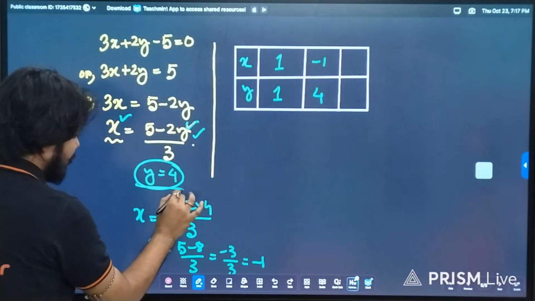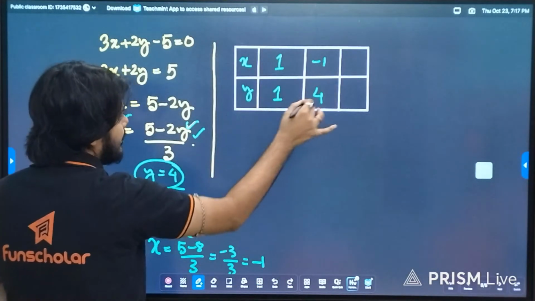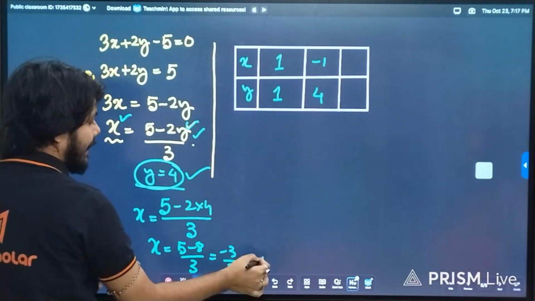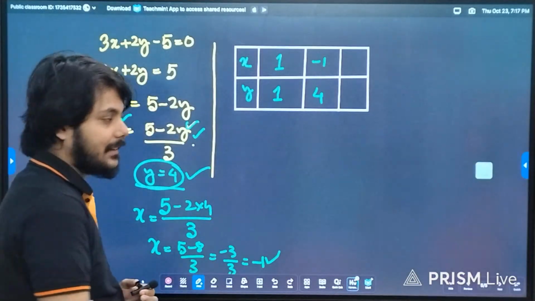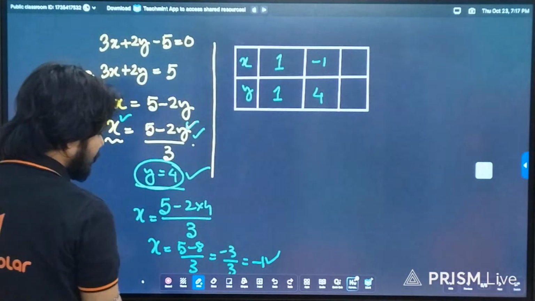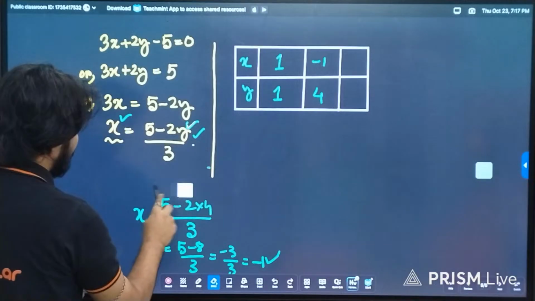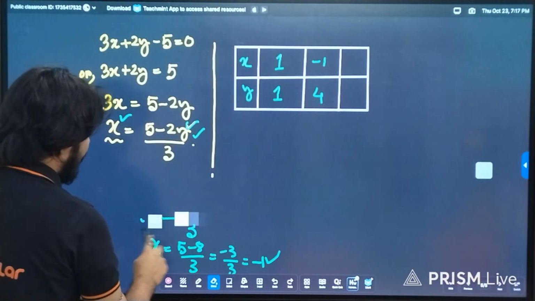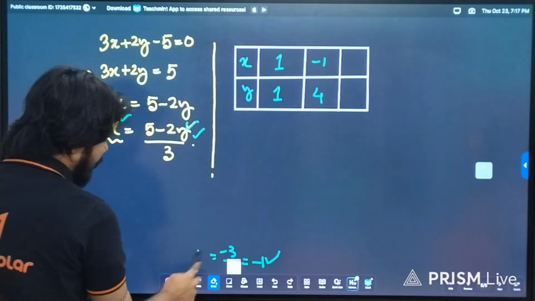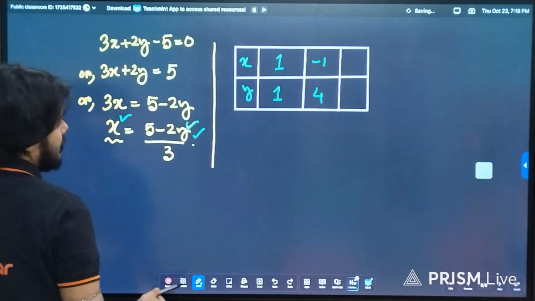Y is 4, x is minus 1. Don't write x is 4, y is minus 1. Y is 4, x is minus 1. Write the values properly in their position. Now we need to find out another point to put on the graph.